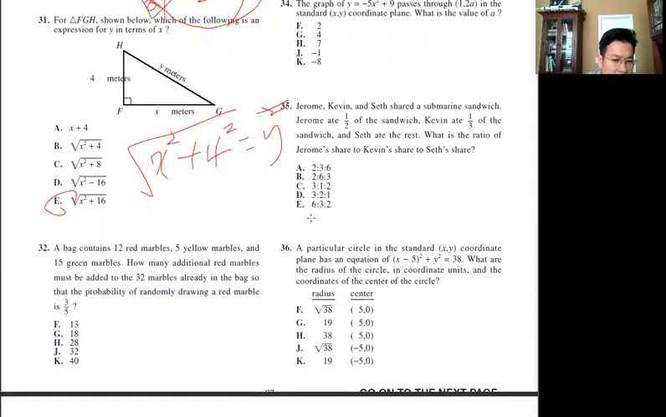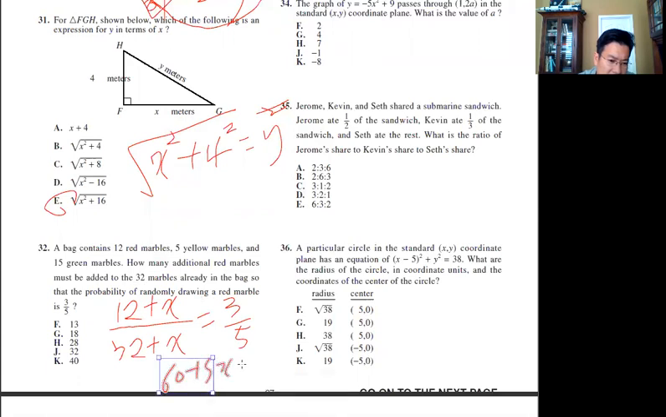A bag contains 12 red, 5 yellow, 15 green. How many additional red marbles must be added to the 32 marbles already in the bag so that the probability, so 32 plus you putting x, and then red is right now 12 of them, you're adding red more. So that becomes 3 over 5. Cross multiplication, 60 plus 5x equals 96 plus 3x, which is 2x equals 36, so 18 will be the answer for this one. So G.